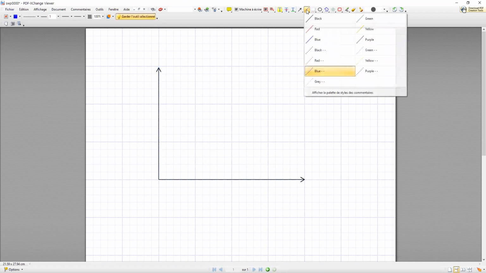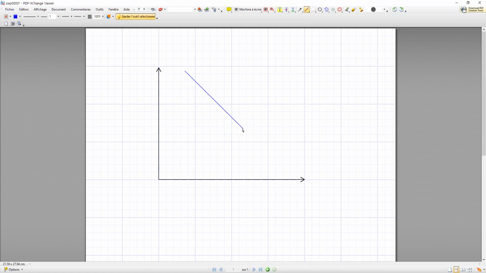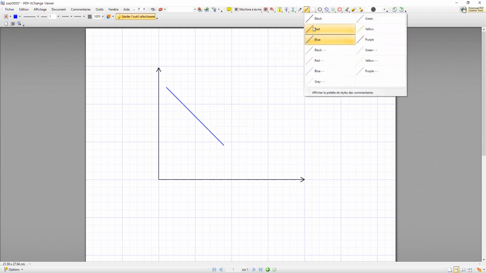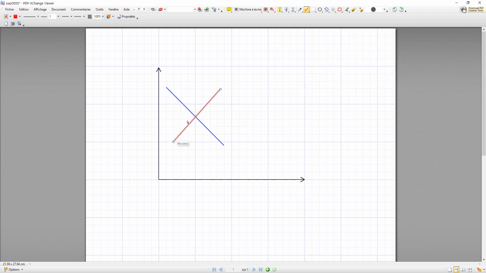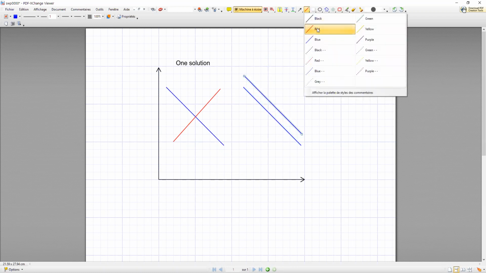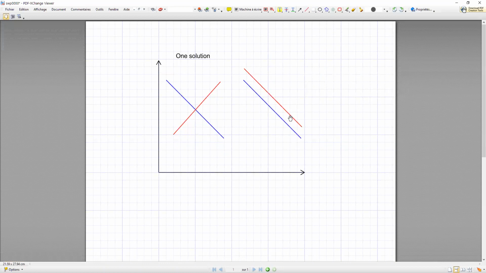So this is when you have one solution, and you find X and Y, for instance. Then when you have no solution, the two are exactly parallel. So you cannot get any number.